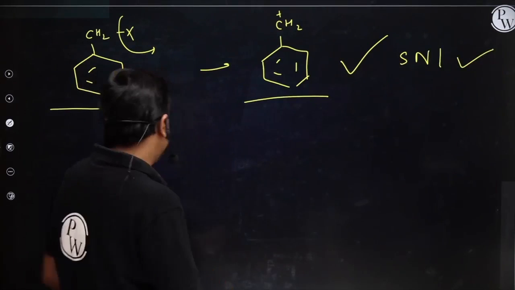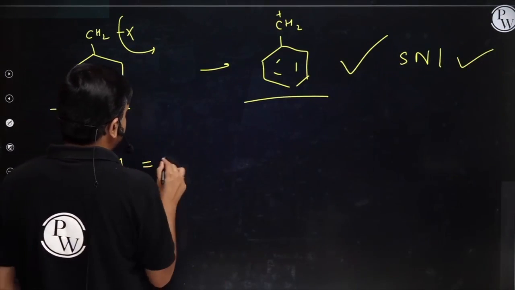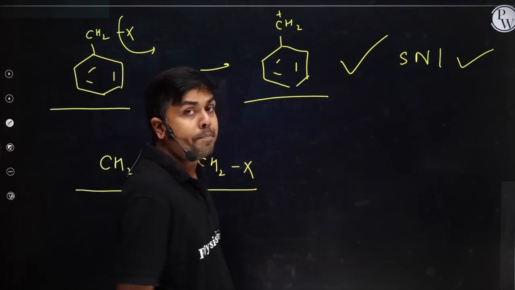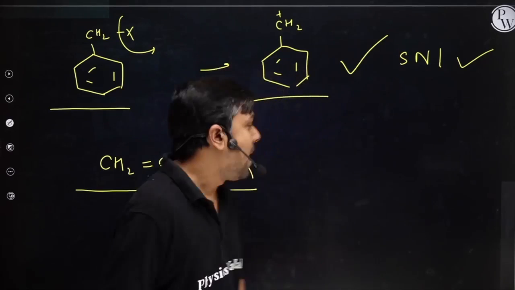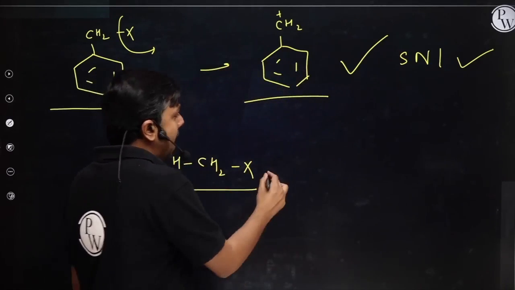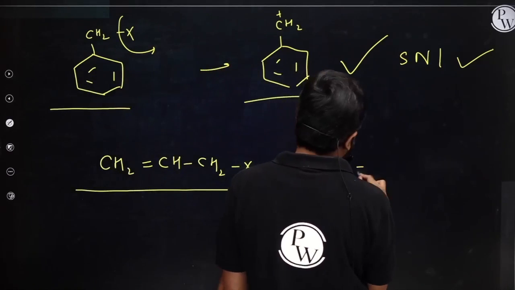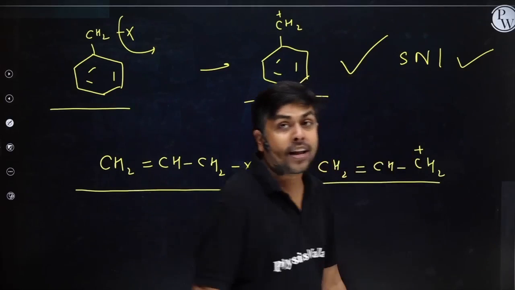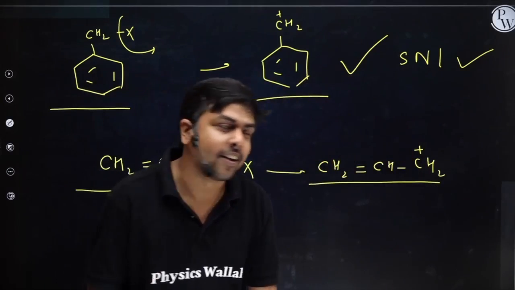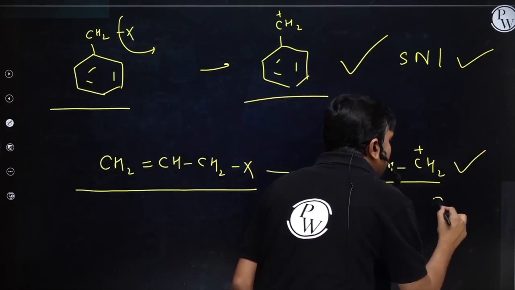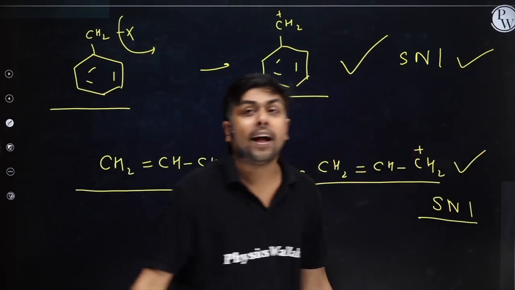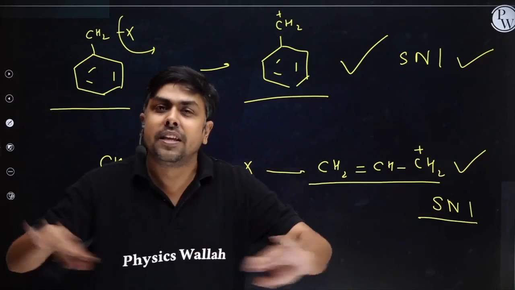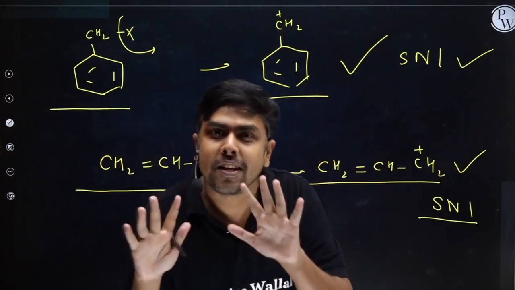More alkyl halides. This one, CH2 doubly bonded CH-CH2X. Although it looks like a primary alkyl halide, after the departure of this halogen, I will have the formation of CH2=CH-CH2 positive, right? An allylic carbocation, a resonance stabilized carbocation, will definitely give SN1 reaction. So if you see allylic halide, benzylic halide, 3-degree alkyl halide, there you can readily do SN1 reaction.